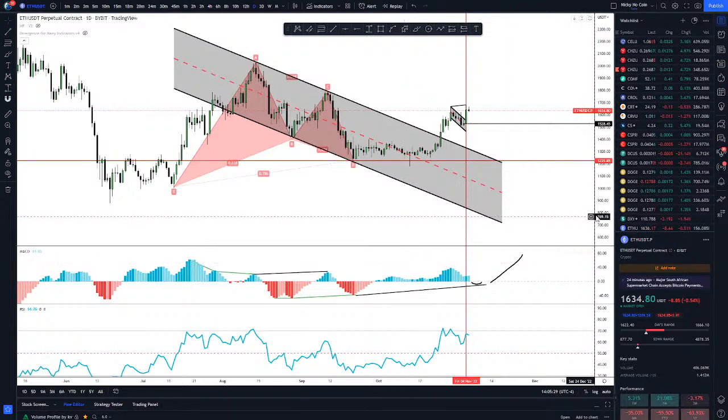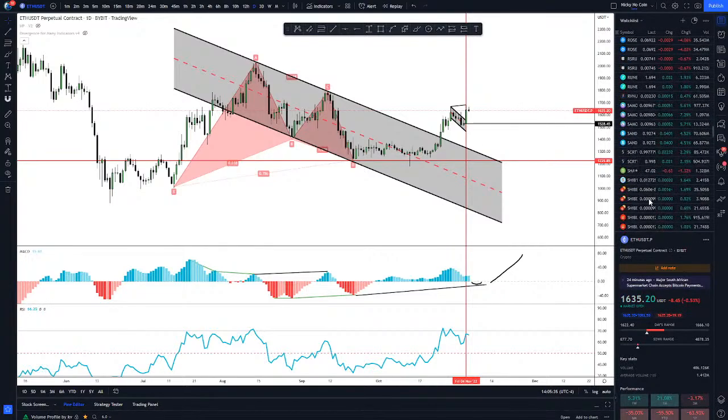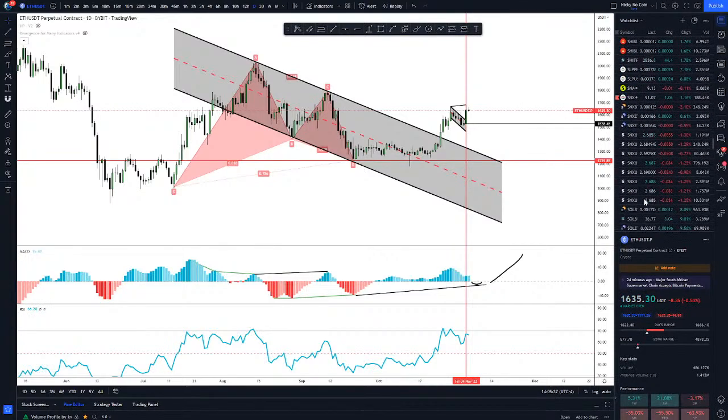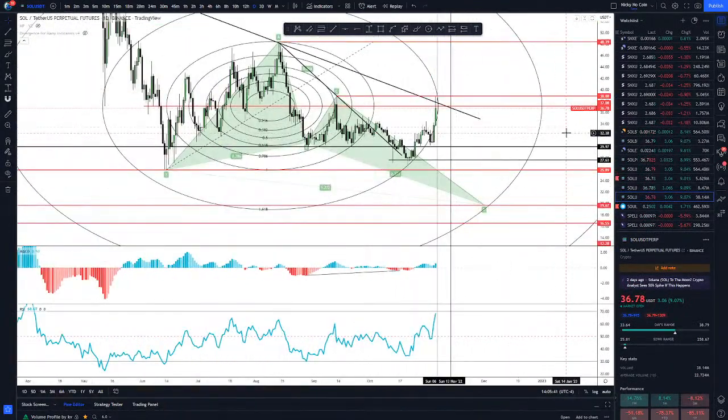Yeah, let's go over Solana real quick, because I did call the bottom of Solana on Twitter. I posted this is my plan. This is where I see Solana bouncing from. This is where you want to put your longs in.